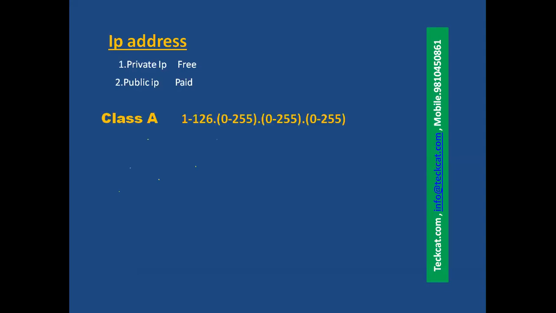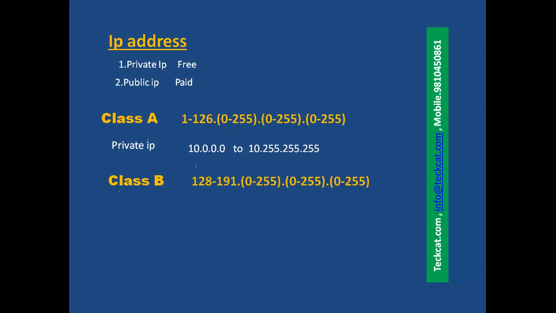This is the class A range of IP address. And if someone asks you what is the private IP address in class A, it is 10.0.0.0 to 10.255.255.255. This complete range is called private IP address in class A, and the remaining address in class A is called public IP address. This is class B address, 128 to 191. In class B, the private range is 172.16.0.0 to 172.31.255.255.